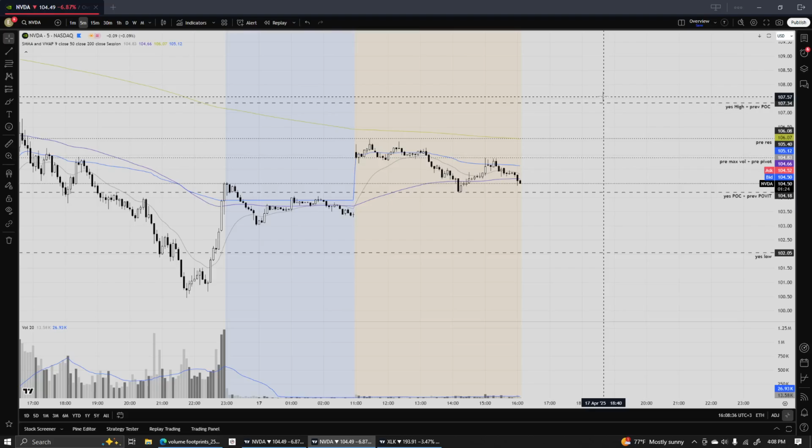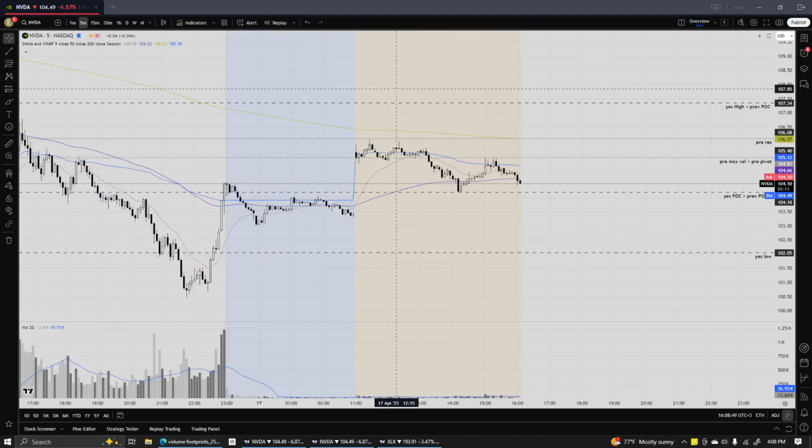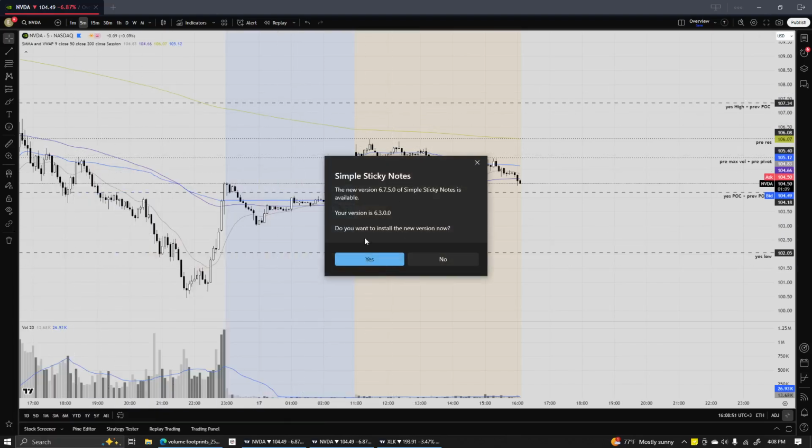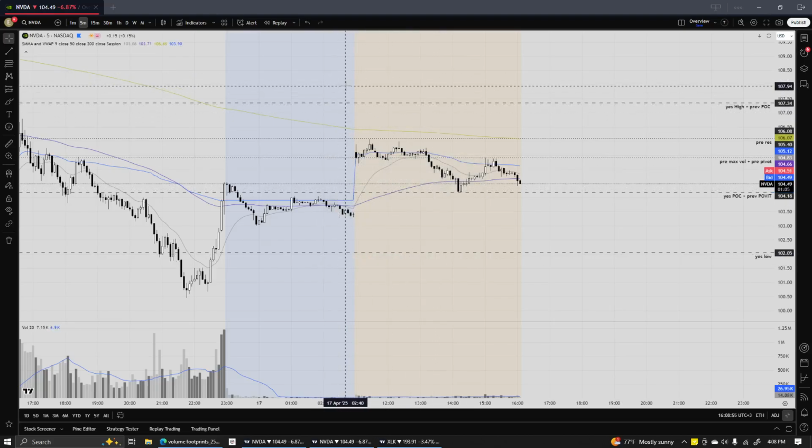So if I see three POCs, actually wait, let me write this down. Do I have anything for notes? Let me see. Simple sticky notes. No. Right now I just want, come on fam, open.